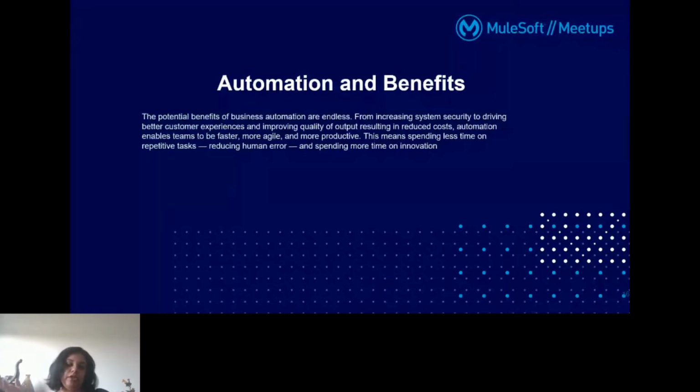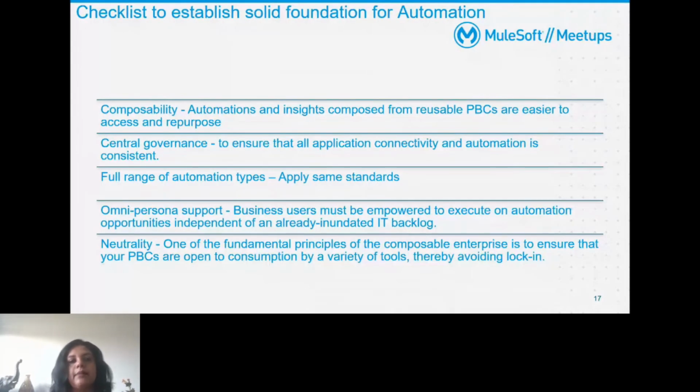So we know automation is important, and what are the key drivers for automation. Let's look at how you can establish a solid foundation for automation. You want to have composability, because business composability, first of all, is when you package your business capabilities in small units that can be consumed either directly, or they can be integrated with many such PBCs to create integrations. So having a composable enterprise has a lot of benefits. It makes it easy to reuse, to repurpose, and to access your units of integration and execution.